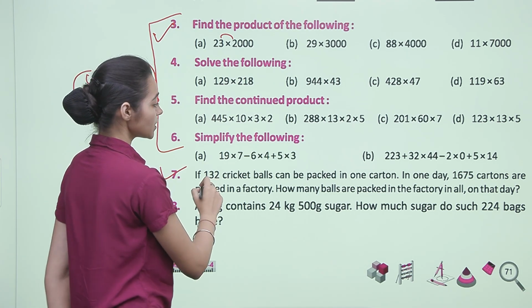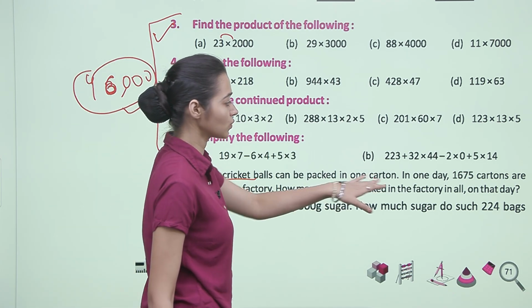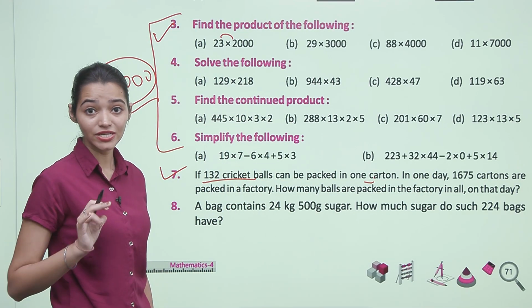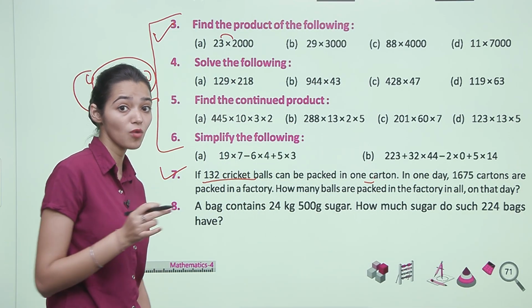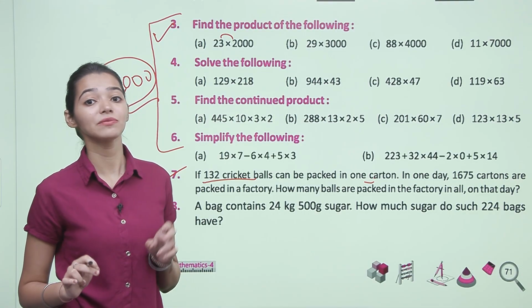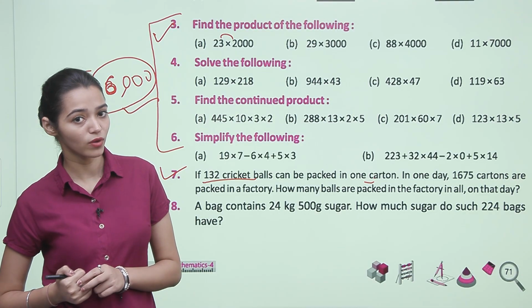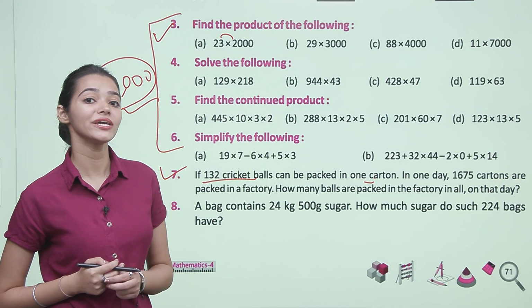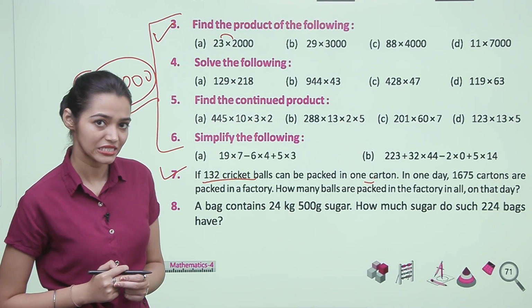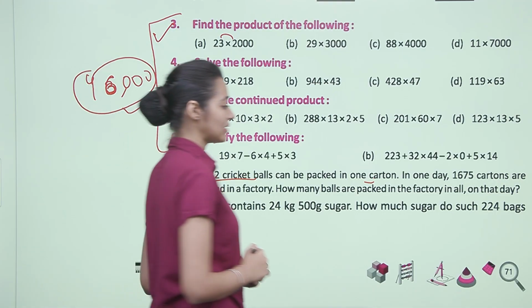Now in this one, 132 cricket balls can be packed in one carton in one day, and 1,675 cartons are packed in a factory. How many balls are in the factory in all on that day? That means we will multiply 1,675 by 132 and then we can know how many balls are packed in the factory in all on that day. That's how you can complete the remaining part.